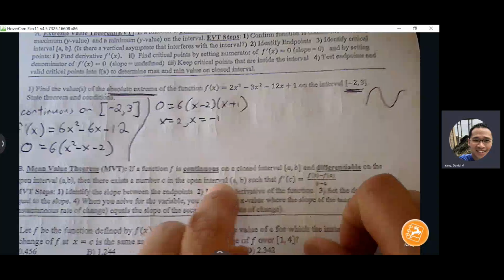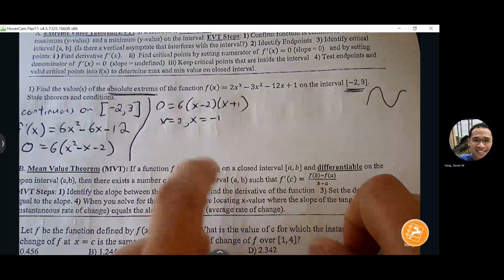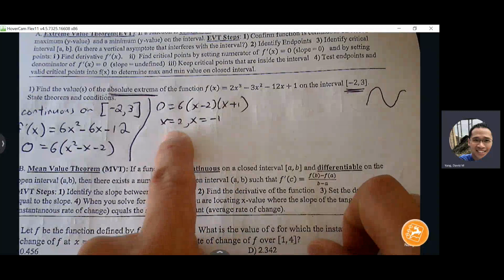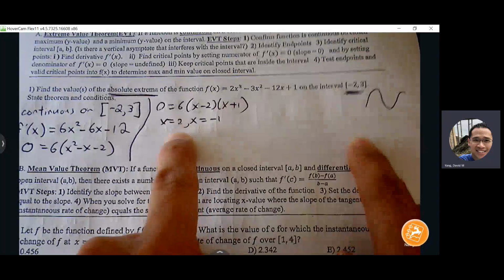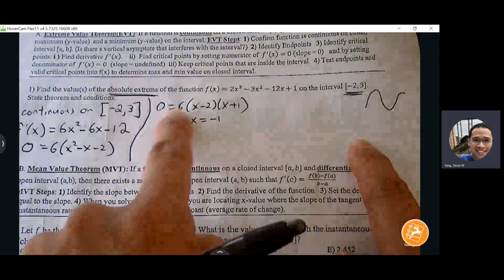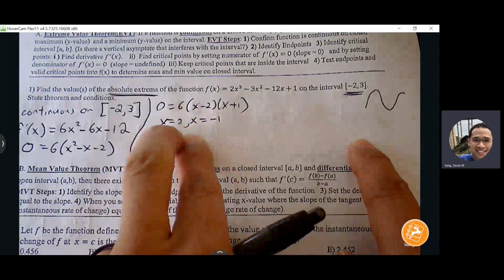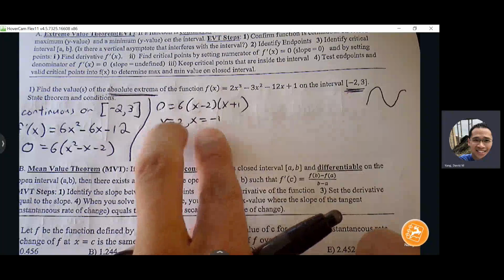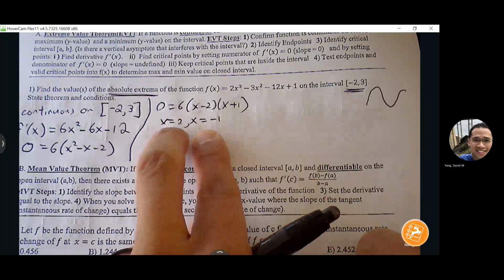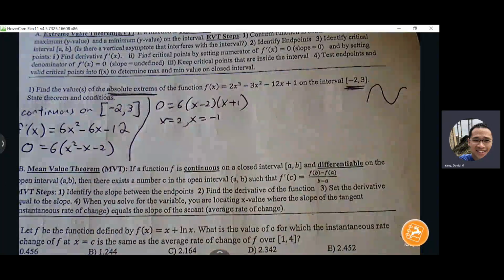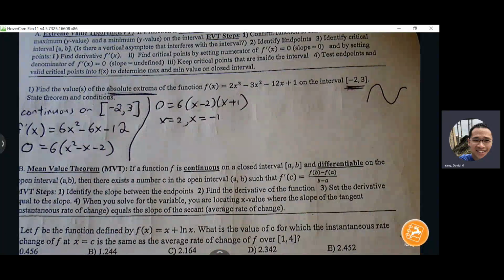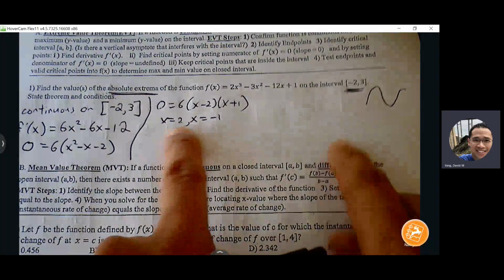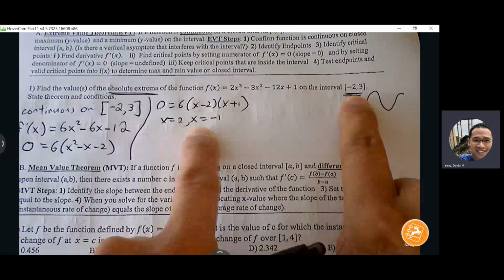Okay, how many candidates do we have? 4, right? 2 critical points and 2 endpoints. In what situations will we not include one of our critical points as a test point? It needs to be located inside the interval, right? Something outside the interval is not part of our problem, so we always have to make sure that our critical points are inside the interval before we test them.